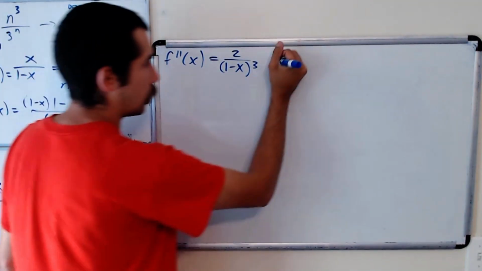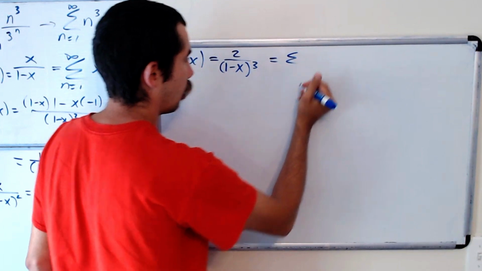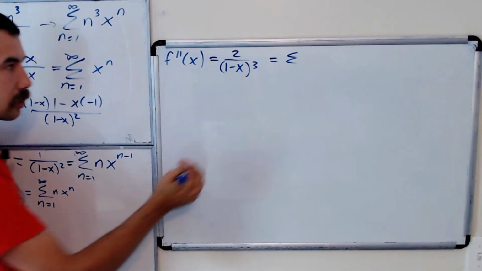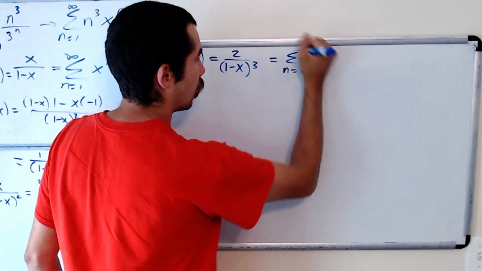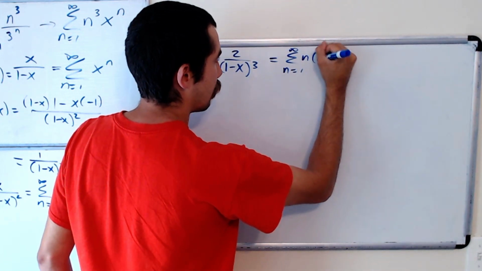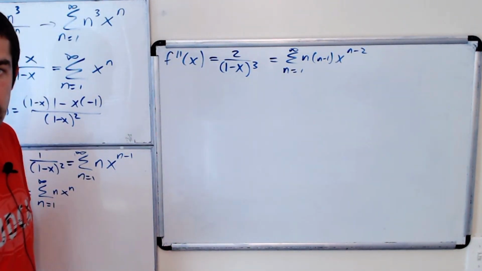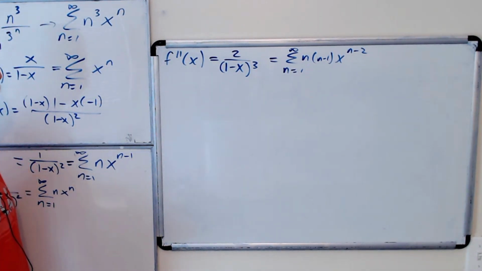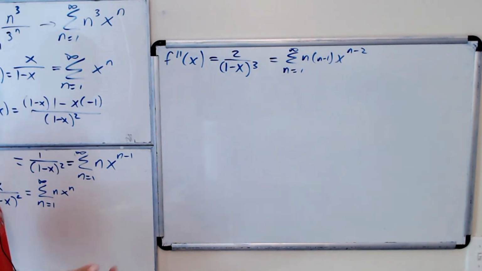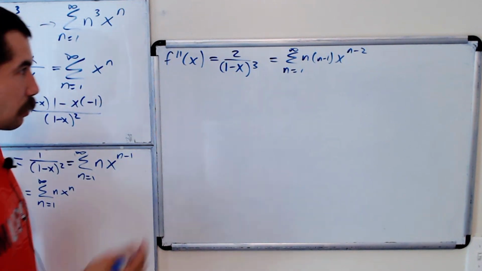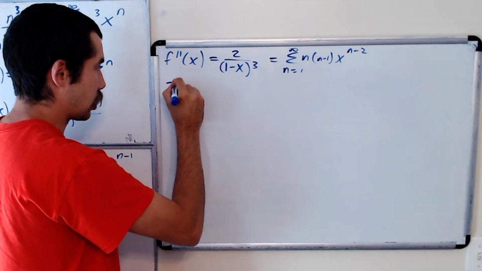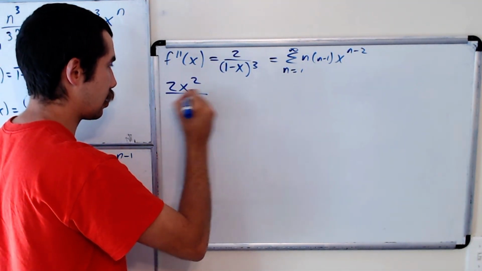Okay, and that's equal to the derivative of this series over here. So the sum from n equals 1 to infinity of n times n minus 1 x to the n minus 2. Right? And now using a similar argument as before, we can multiply an x squared to both sides.